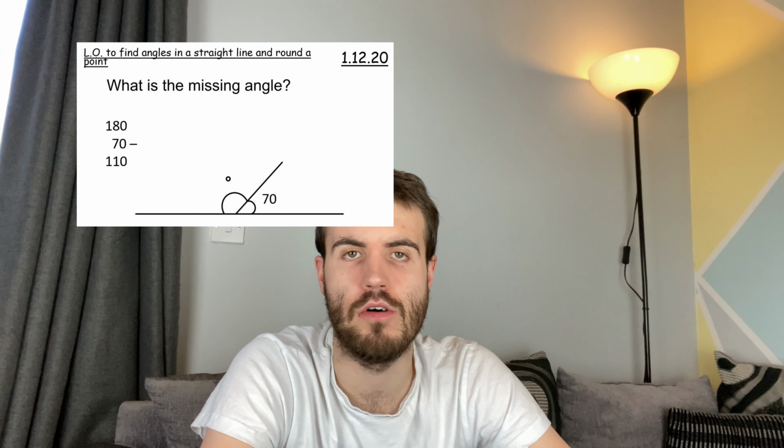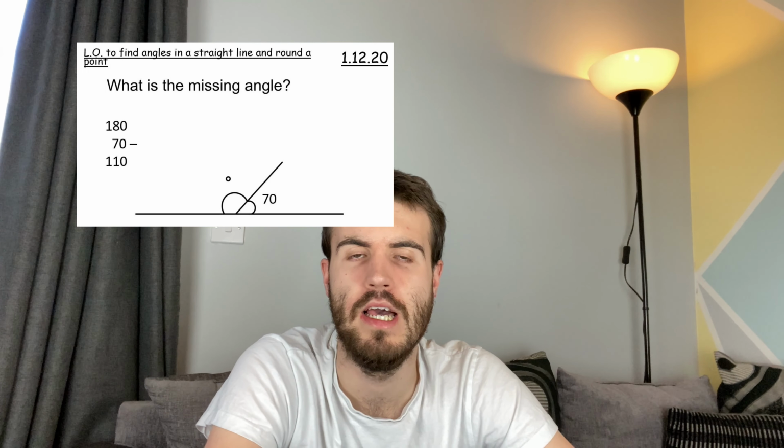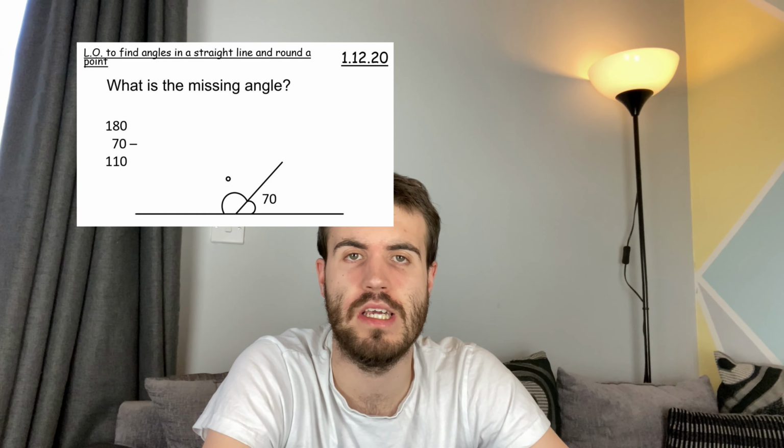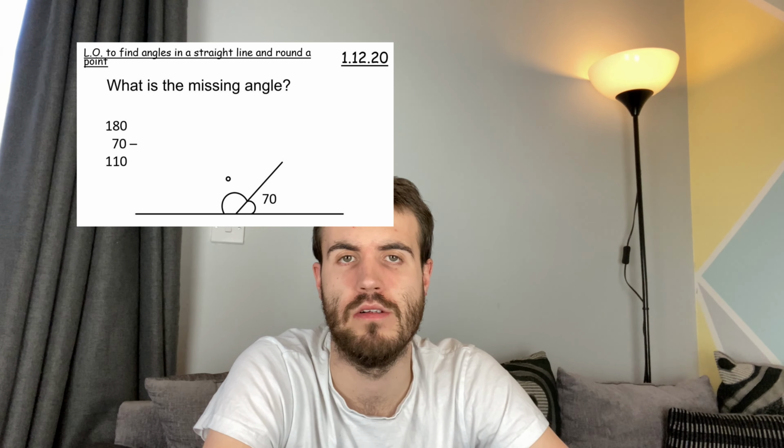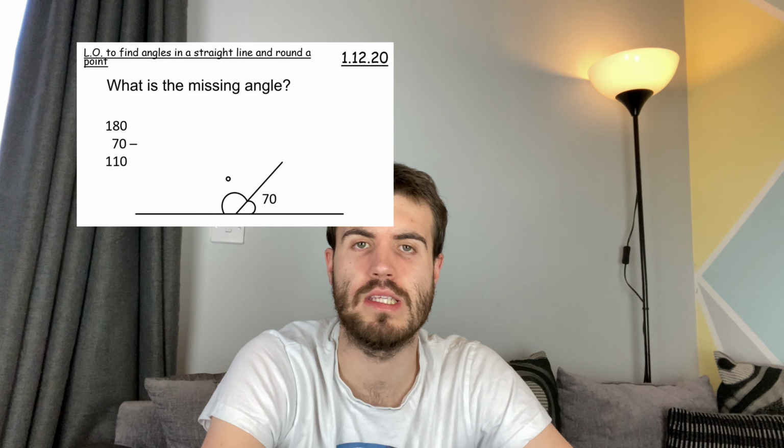So once we've revisited that knowledge and we all have reminded ourselves that there are 180 degrees in a straight line, we then move on to answering a few questions using that bit of knowledge. As you can see on the screen here, the next slide is talking about, okay, we've got 180 degrees. If this angle is 70, then how much is the missing angle? And it's reminding the children of the method they can use to solve that.